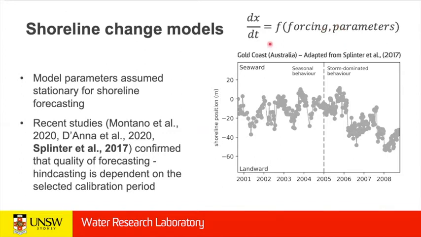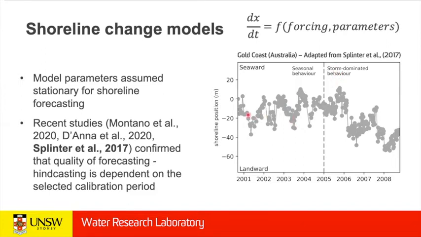So to put you in a bigger picture, I'm showing you here an example adapted from a publication in 2017 from Splinter et al. I'm showing you an 8-year time series of shoreline change on the Gold Coast in Australia. The principal characteristic of this data set is that during the first 4 years of the data, the shoreline had a seasonal behavior and then switched to a more storm-dominated behavior.